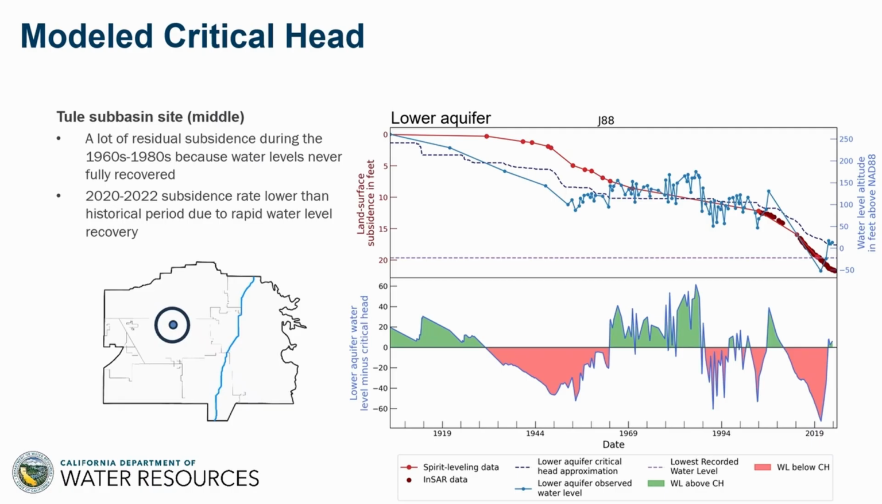There's also been a lot of subsidence, though, even during the period between 1970 and 2004, when the lower aquifer water level was above the critical head. And this shows the continued residual subsidence that occurred during this period from the previous period of 1940 to 1970. There is a recovery of groundwater levels, but it's much less rapid and to a much lesser degree than the southern Tule site that I just showed you, which is why there's been a lot of residual subsidence at this site. And in present day, a large exceedance of the critical head since about 2010 has occurred.